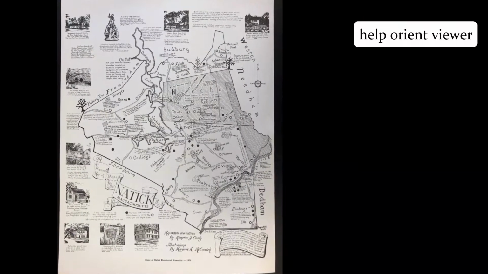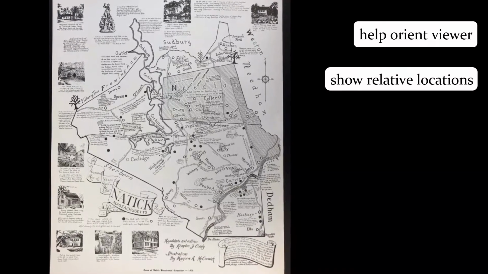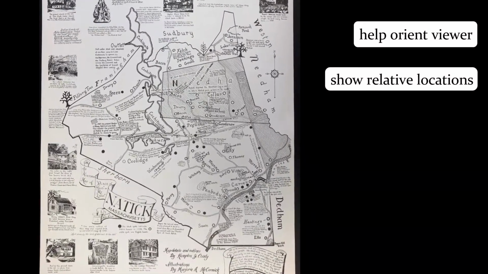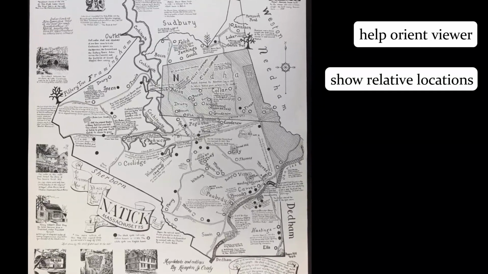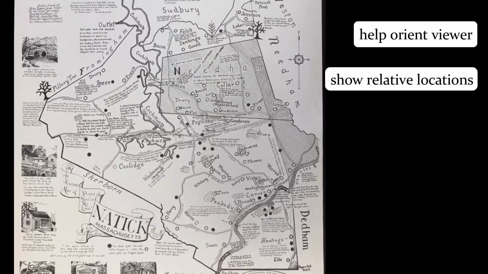Maps help orient a person by showing what place is near another location. Using a map, you can see what buildings are near you without having to know the whole neighborhood yourself.